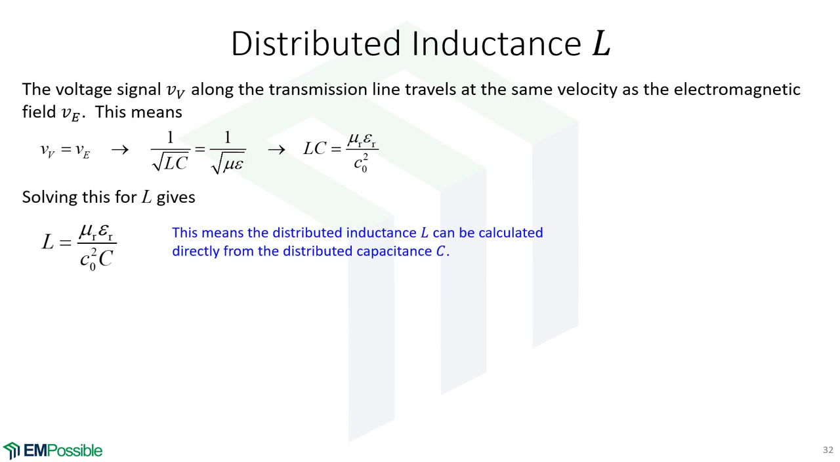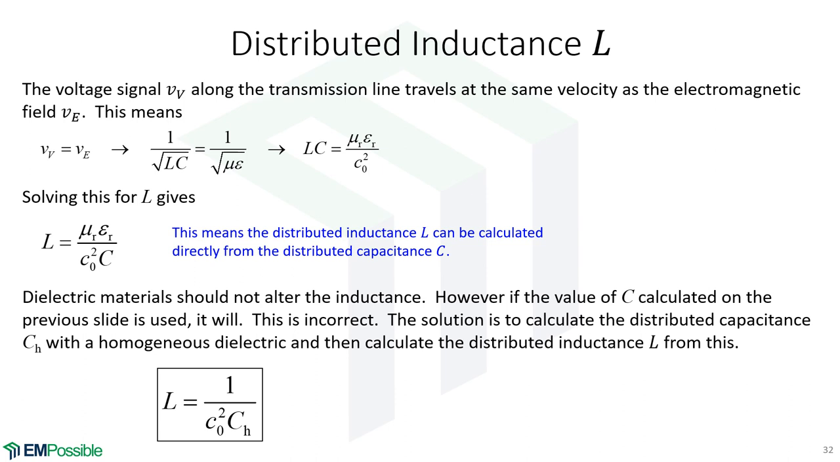So we can solve this last expression for L. And what we see is if we have a way of determining the distributed capacitance, we can calculate the distributed inductance from it. And we do. We just developed a way to calculate distributed capacitance. So that all seems good. But we have one other problem to solve. The way we've been talking about this, we said that the electric and magnetic fields are decoupled. So that means that the distributed inductance should not be affected by any of the permittivity in the line, but it seems like it is.